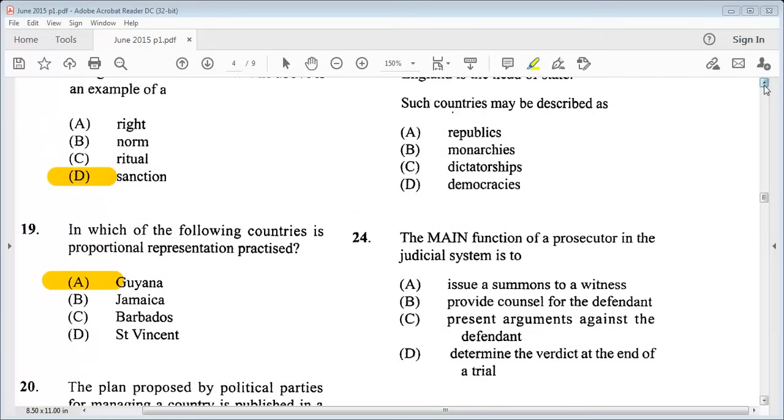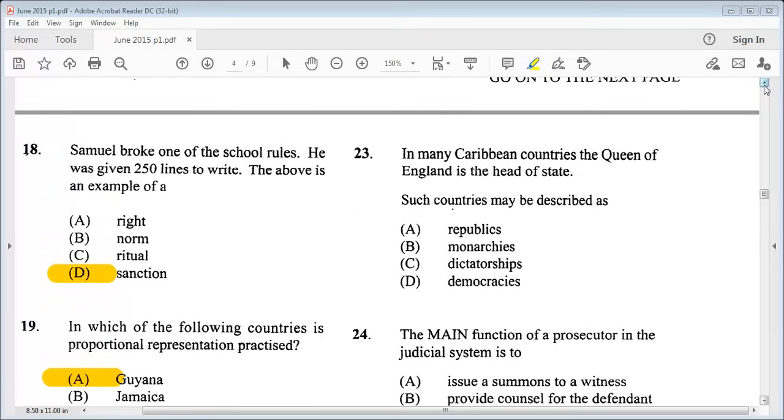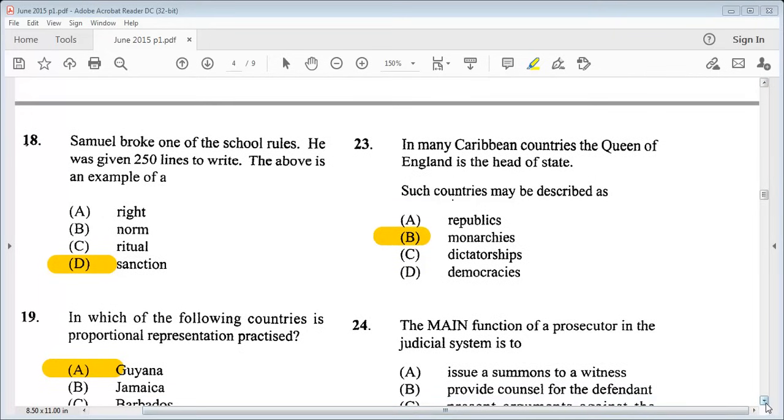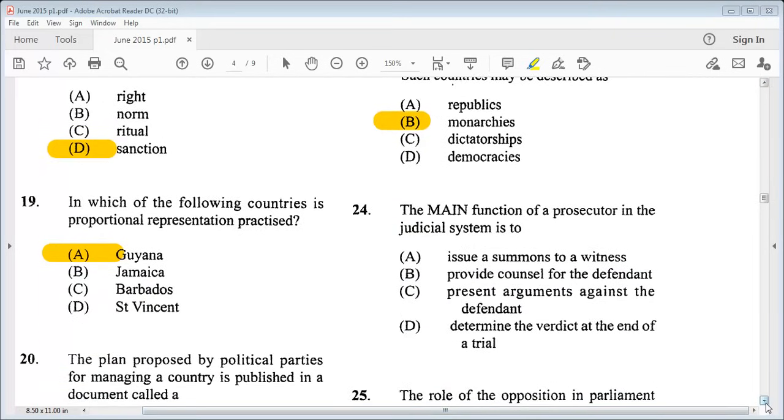23 says, in many Caribbean countries, the Queen of England is the head of state. Such countries may be described as, we know it is B, monarchies. 24 says, the main function of a prosecutor in the judicial system is to C, present arguments against the defendant.